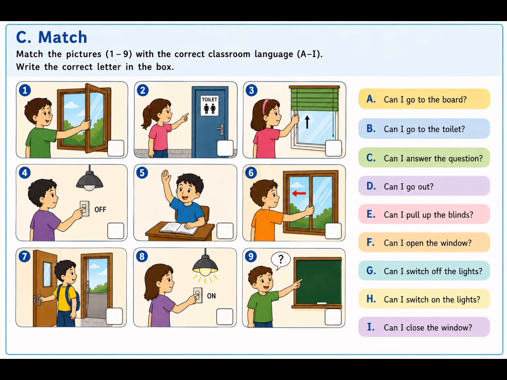Now, let's check the answers together. 1. Can I open the window? 2. Can I go to the toilet? 3. Can I pull up the blinds? 4. Can I switch off the lights? 5. Can I answer the question? 6. Can I close the window? 7. Can I go out? 8. Can I switch on the lights? 9. Can I go to the board?